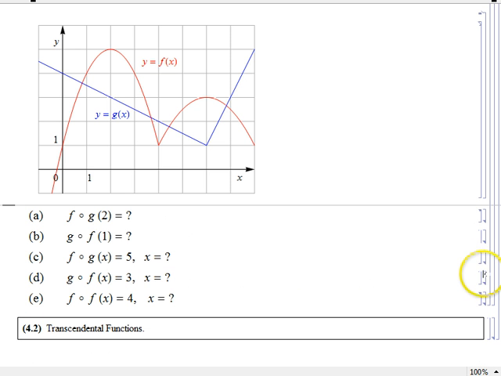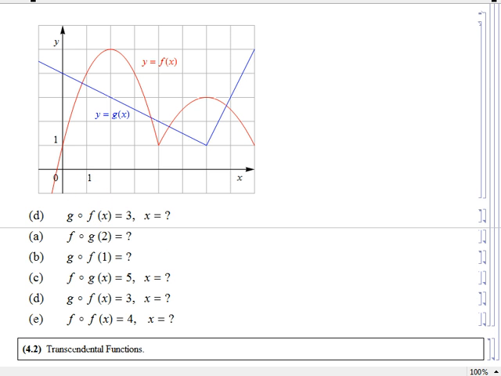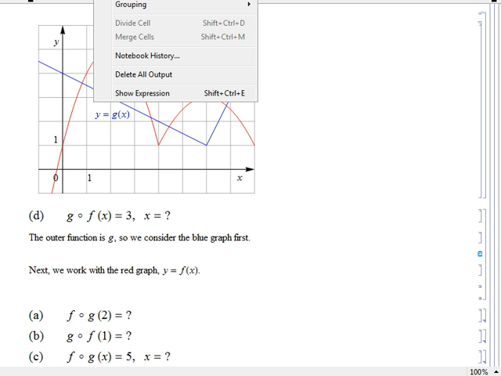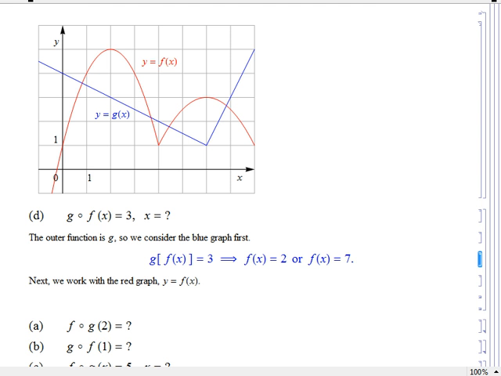Let's do this one more time. Let's do this one. I don't know if I'll have enough time to do that. G of f of x is equal to 3. Let's find out. So if I convert this g of f of x into g circle f, we have something like that. Information is coming from the outside, so we have to use function g, and that's blue. So blue graph, and then function value is 3.